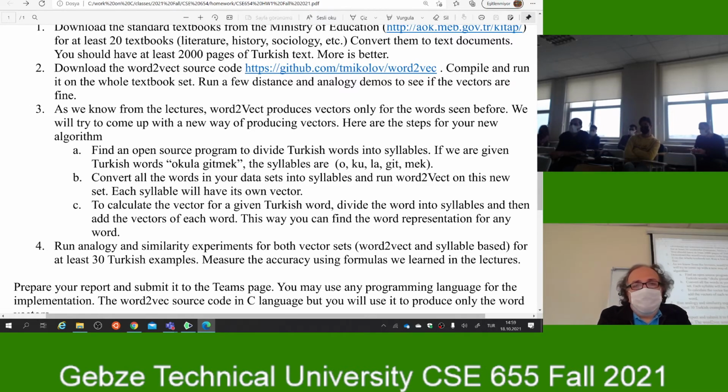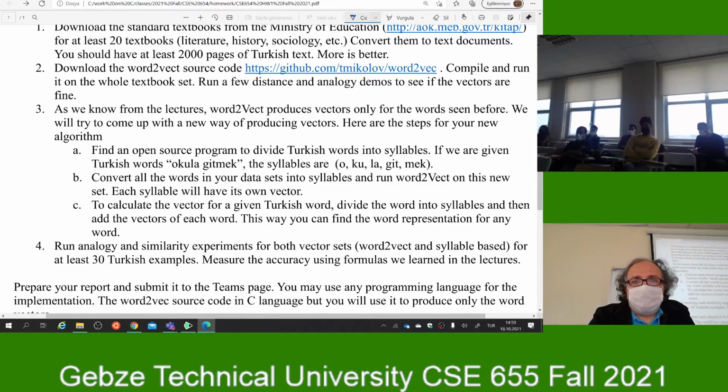O is a word, ku is a word, Allah is a word, git is a word, and mek is a word. Okay, so run your Word2Vec on these syllables, instead of the word itself. So at the end, you are going to assign vectors to these syllables.